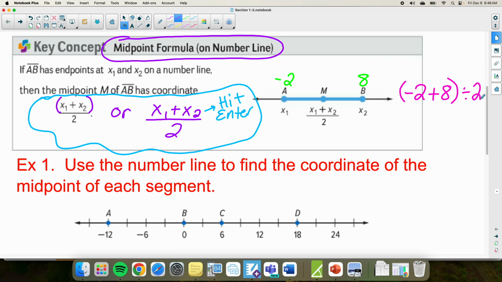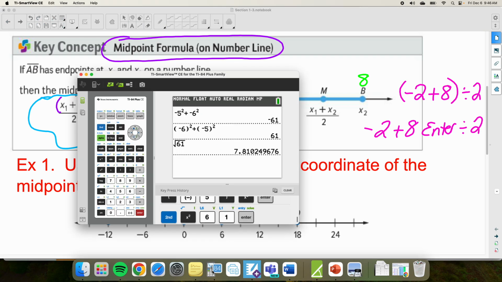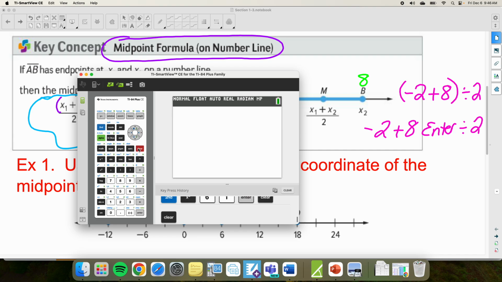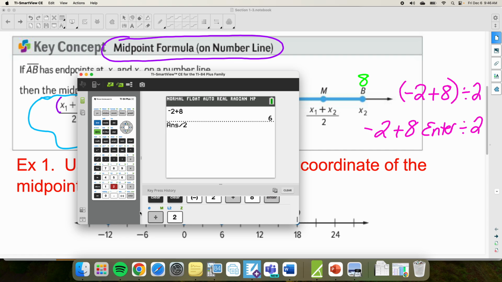is I would use this method and I'd hit enter after I add the two numbers. So I would go -2 plus 8, and then I'd hit enter on my calculator. And then I would hit divide by 2. I try not to use parentheses if I can get away with it. So I would go -2 plus 8, enter, and then just hit divide by 2. And did you guys all get 3?